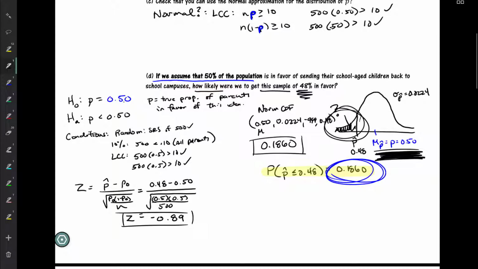Do not be fooled by this. Some students will think they're done once they found their test statistic. This is only one piece of the puzzle. Let's see what comes next.